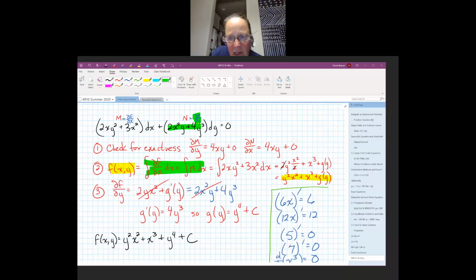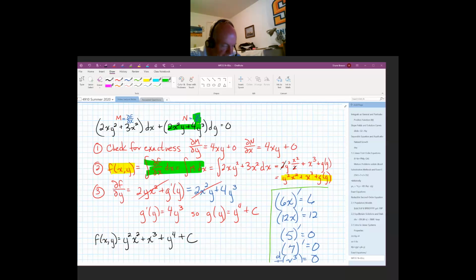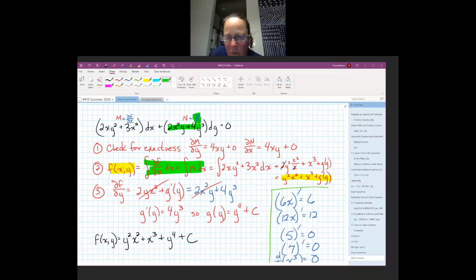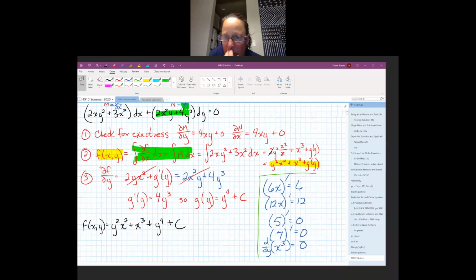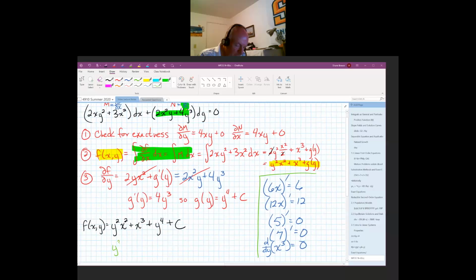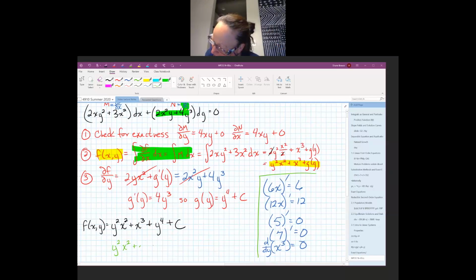You've got that thing highlighted where it's plus g of y over on the right-hand side of your screen. If you'll let me rewrite it as x squared y squared, just because I like it better. Yeah, that's just fine. x squared y squared plus x cubed, that x cubed should go in front. Plus, now we just found g of y is y to the fourth, plus c equals 0.